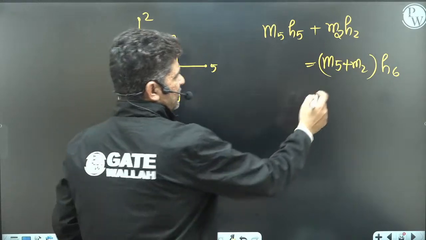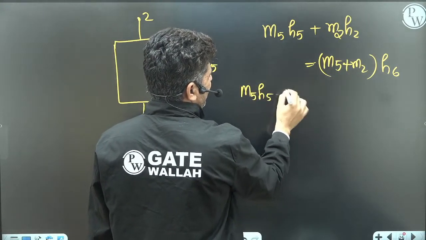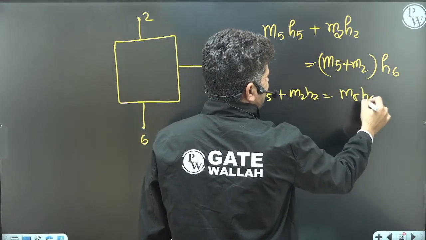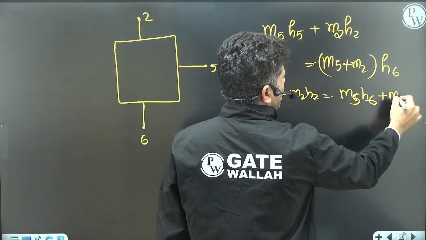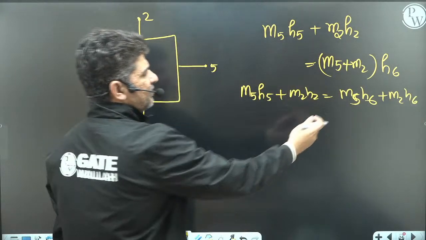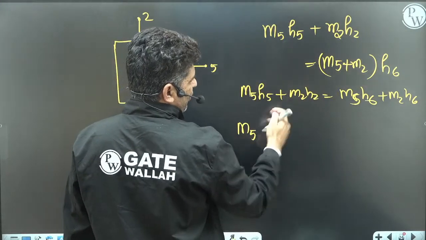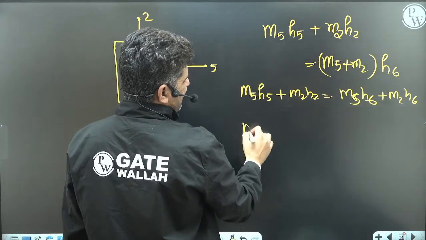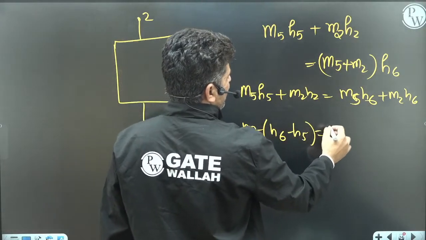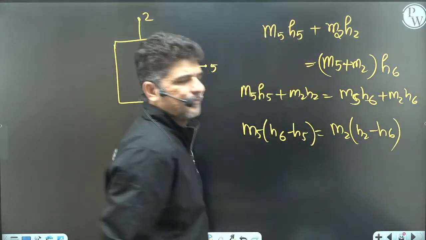So now you see, you can write this equation: M5 H5 plus M2 H2 is equal to M5 H6 plus M2 H6. Okay. So now you can club this 5 and 2. So you can write M5 you can take onto that side. So M5 into H6 minus H5 will be equal to M2 into H2 minus H6. Okay.